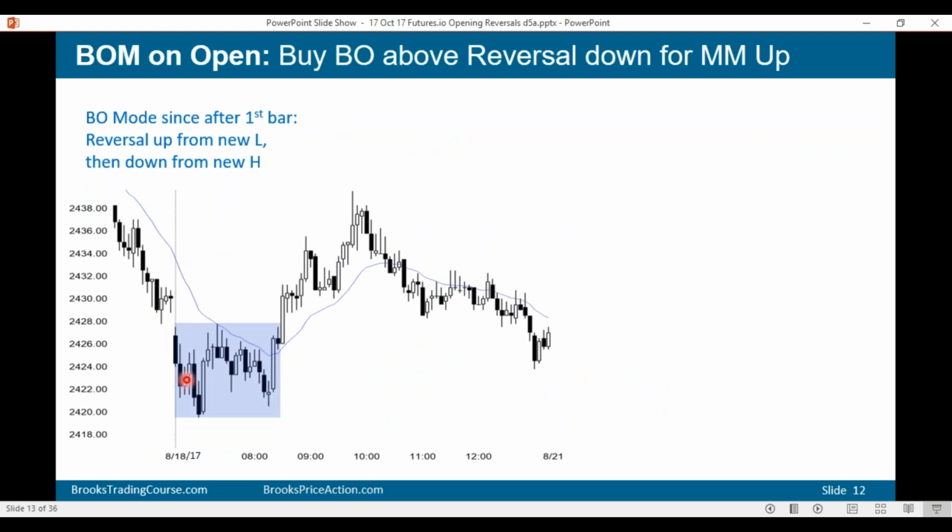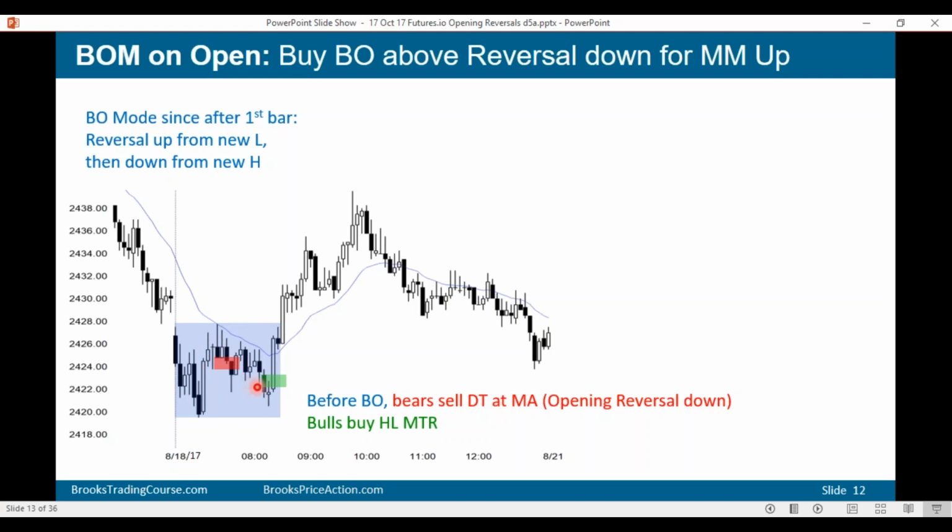Again, first bar of the day, we went below, reversed up a second time, went above the high of the day and reversed down, breakout mode. It's reasonable to sell below this bar. You have a double top bear flag below the moving average with a decent bear bar.